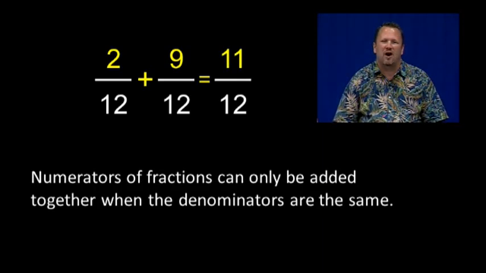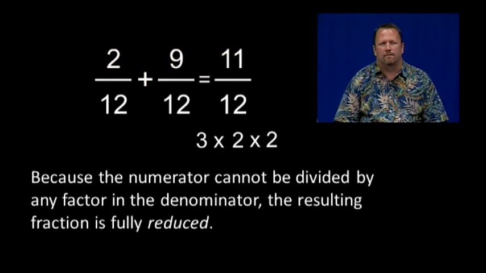The numerators of fractions can only be added together when the denominators are the same. So 2 plus 9 is equal to 11, and notice my denominators are all the same. Notice that 12 is equal to 3 times 2 times 2. And notice 11 cannot be divided by 3 or 2. Because the numerator cannot be divided by any factor in the denominator, the resulting fraction is fully reduced.